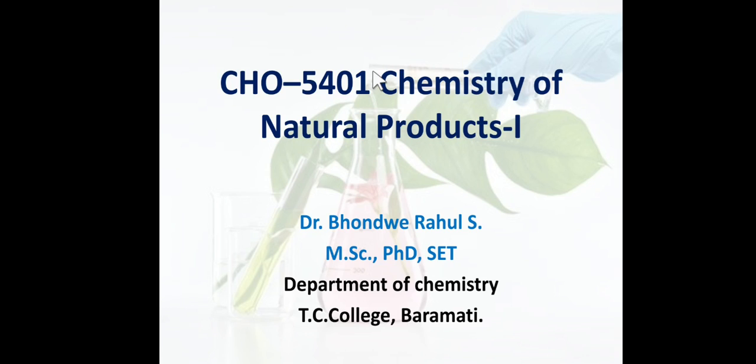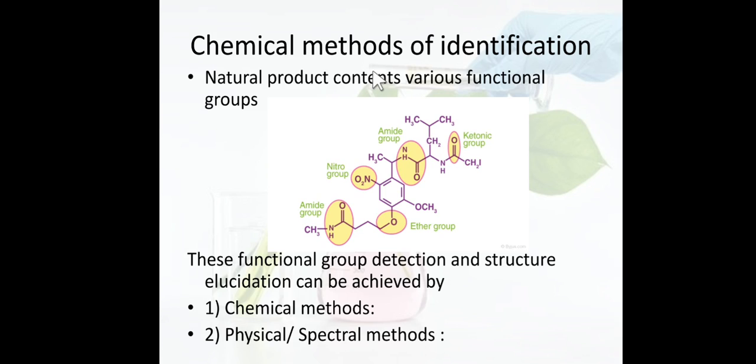In this lecture we will focus on chemical as well as physical methods of identification of functional groups present in the natural products. So friends, as you know, any simple or complex natural product contains various functional groups such as amides, nitro, ether, again amide, keto, alcohol, acid and so on.